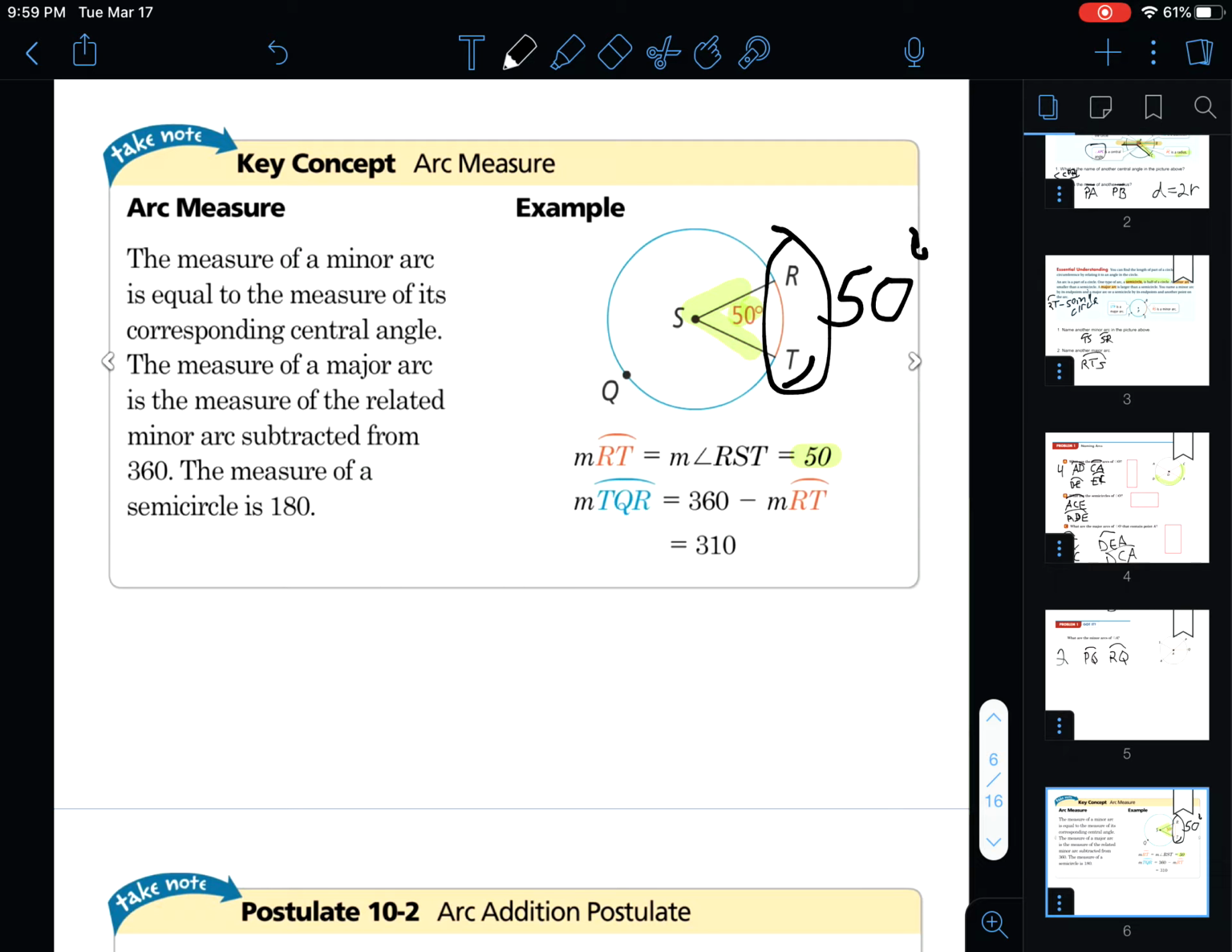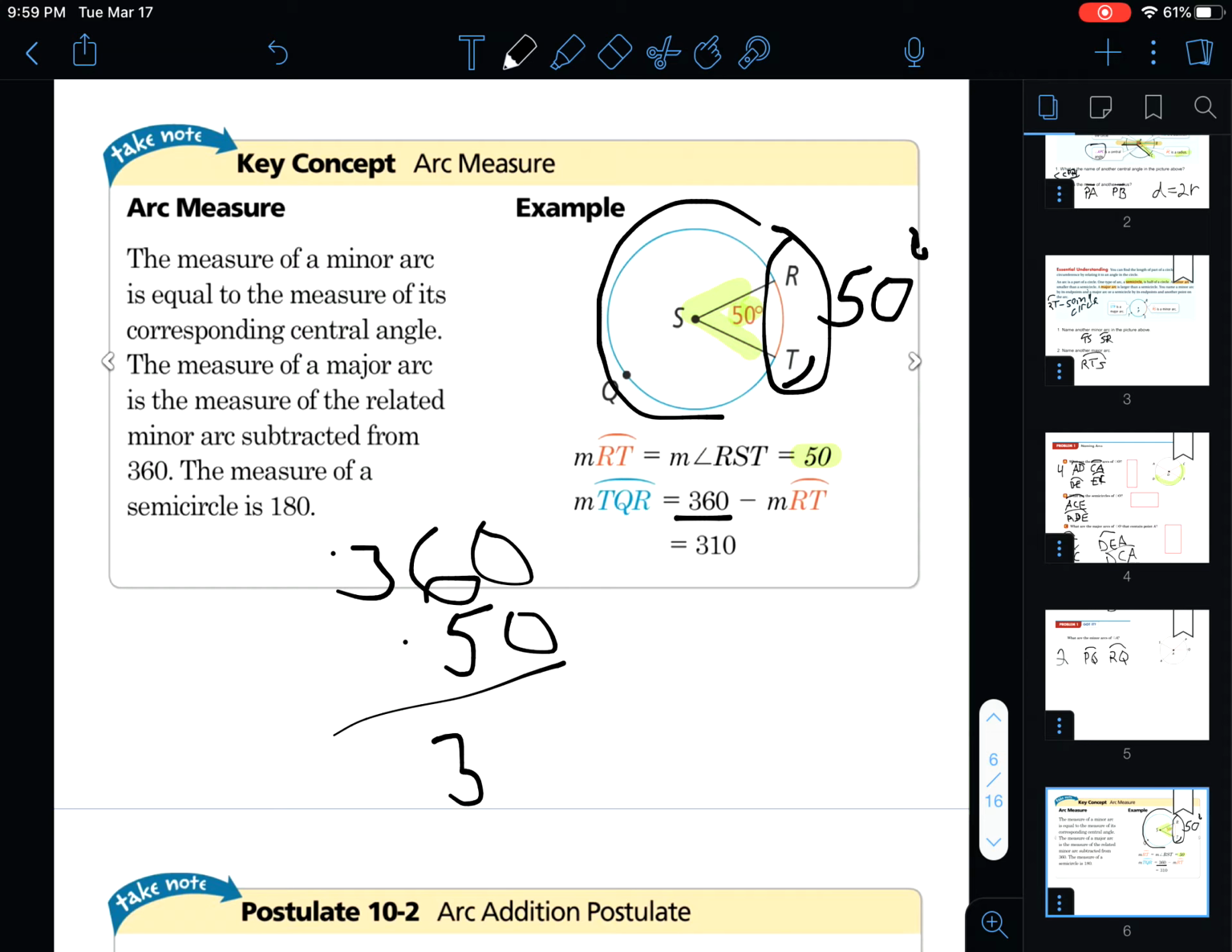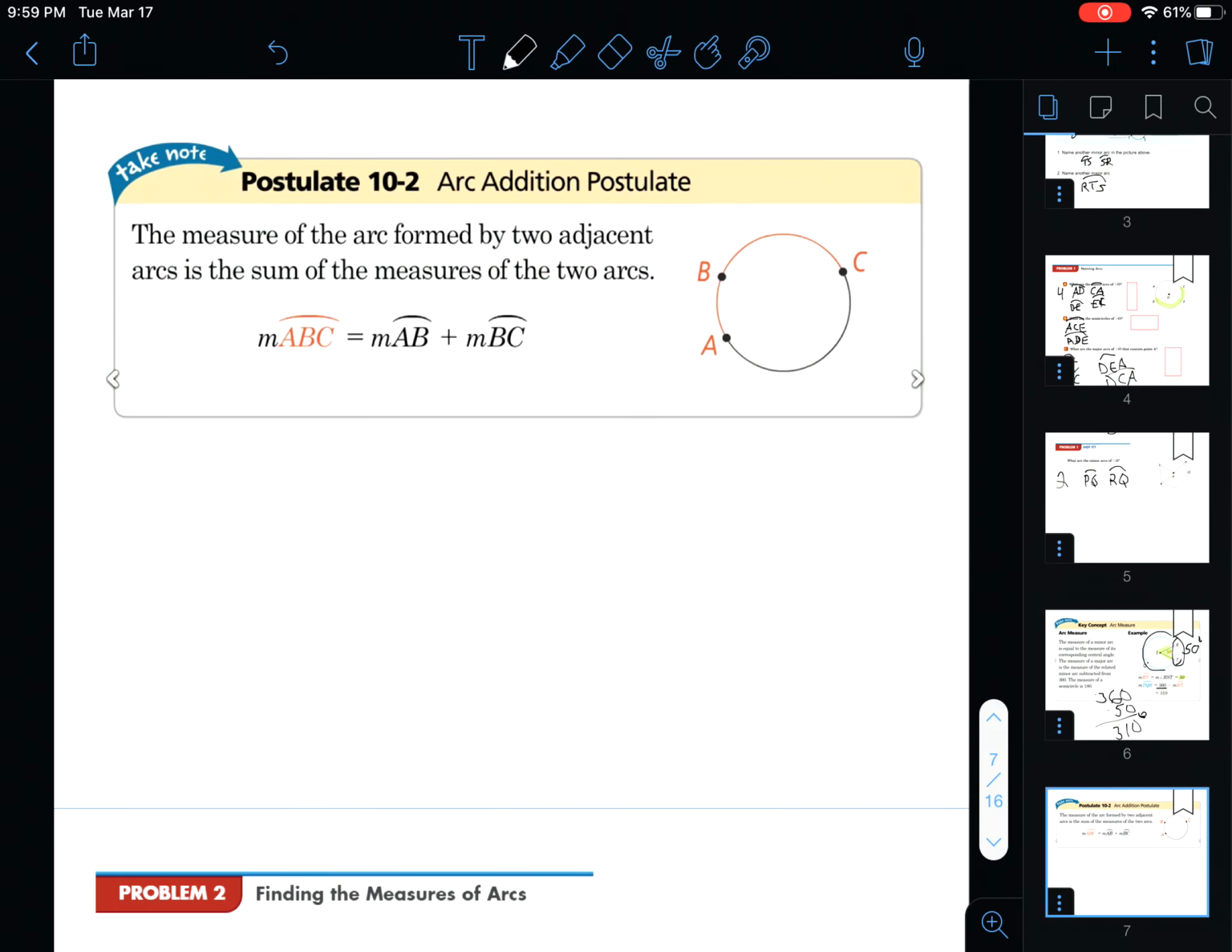Now you could find the major arc, which is this one out here, by taking the entire circle, which is 360 degrees, most of us remember that, minus the arc that we did identify, which was RT at 50. If we take 360 minus 50, we get the 310. It's the remainder, and that would be my major arc. Moving on. Feel free to pause at any time you need to.